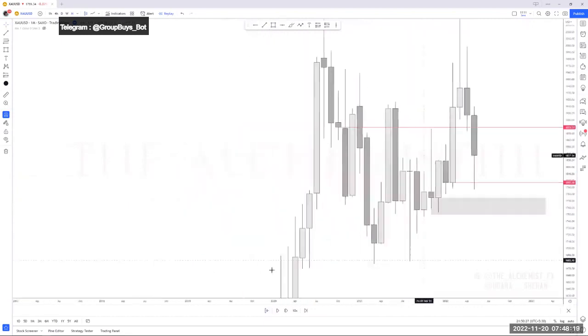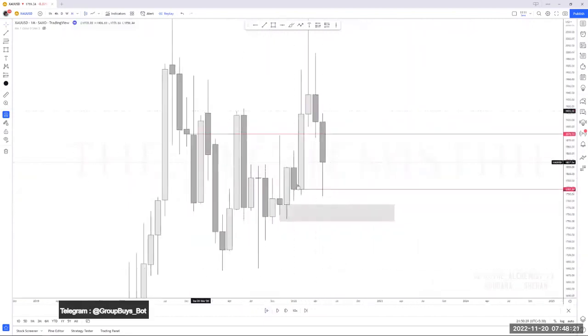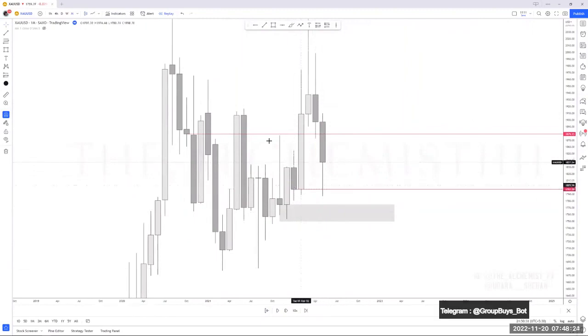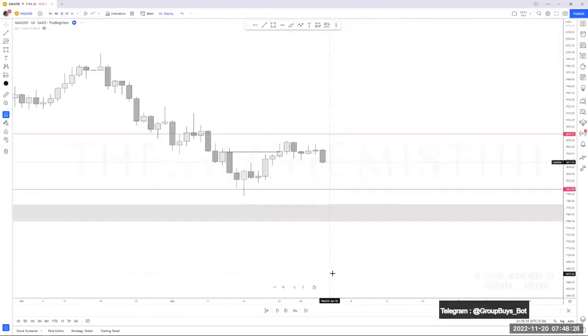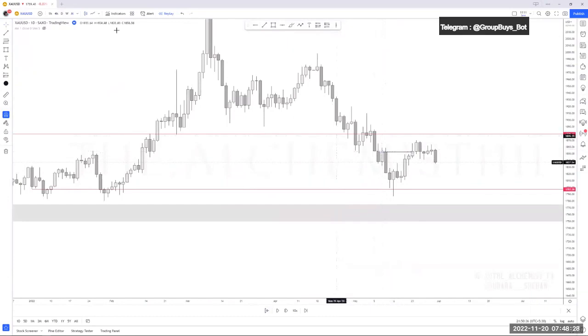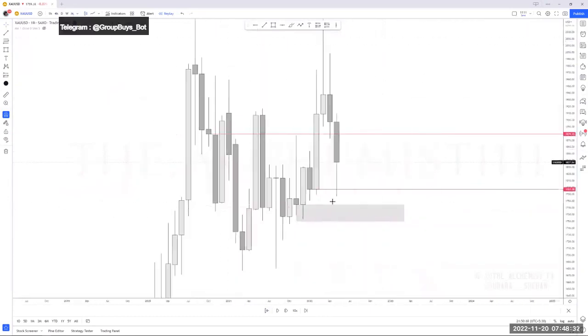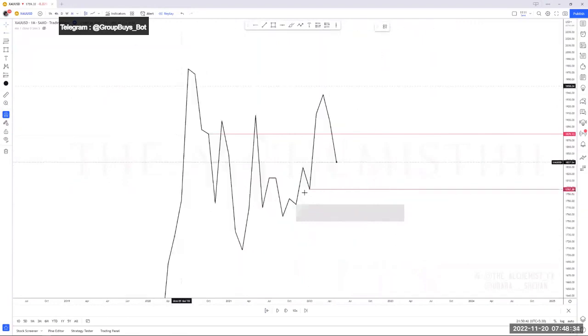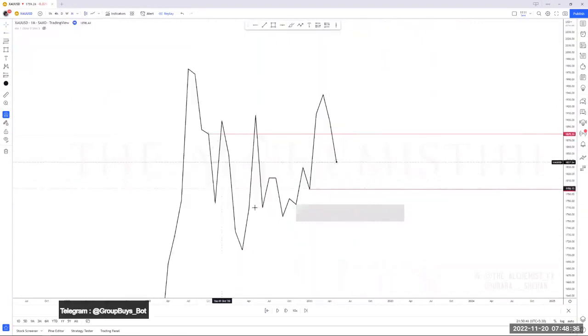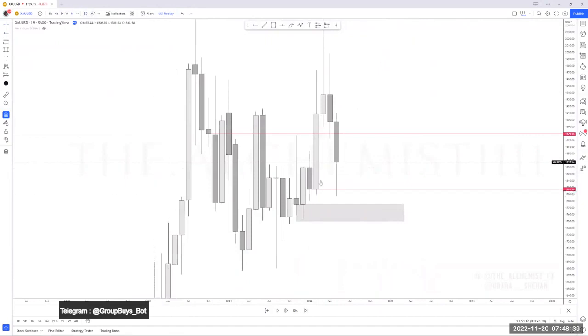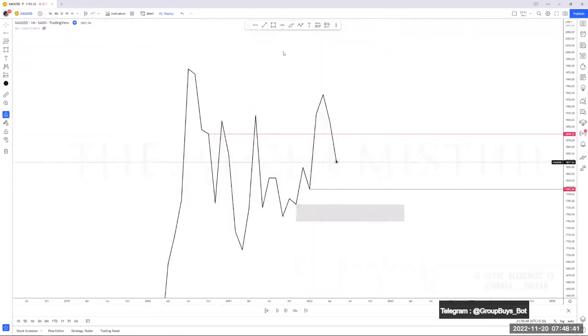Monthly closed where? Monthly has closed above the monthly. So which means daily has broken structure right here. So which means what's your next thing? What's your next zone? The next monthly level from here to here. See that? Because why? Where are the next spikes on the monthly?